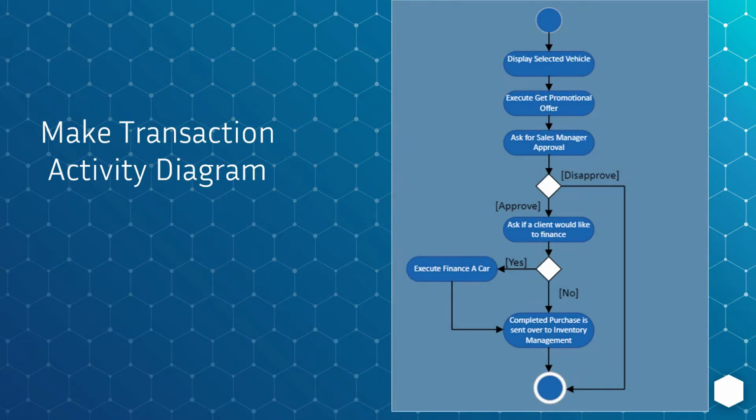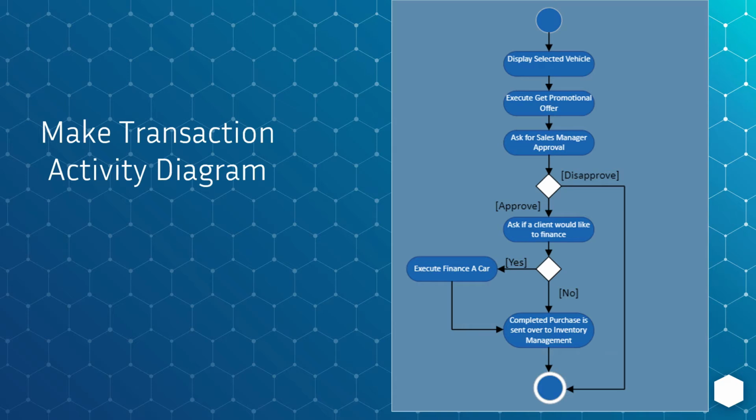And now we'll go over the activity diagram for the make transaction use case. It starts with displaying the selected vehicle, and then it executes the get promotional offer use case. It asks for sales manager approval, and they can either approve or disapprove. If they disapprove, then the flow gets ended.